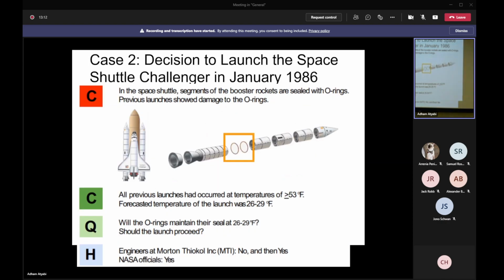So this is the case. Now, we are going to start by talking about the decision to launch the space shuttle and talk a little bit about the moral of the story, and then we are going to get to the points.